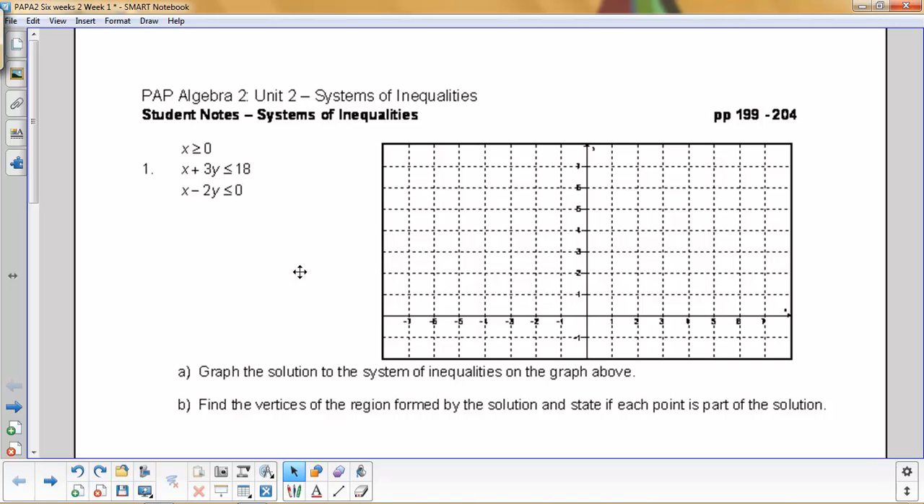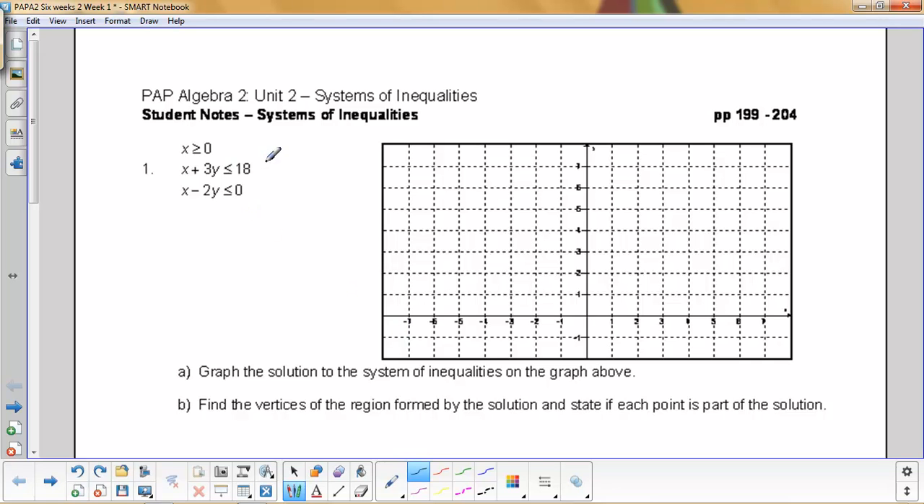Systems of inequalities, otherwise known as linear programming. Some very useful real-life information here. Linear programming is a way that companies use tools, manpower, wages, and overhead costs to create a workable budget or a feasible region in which they can make profit in their business, in their company. It's too bad that we don't spend more time on this because it does have a lot of real-life application.